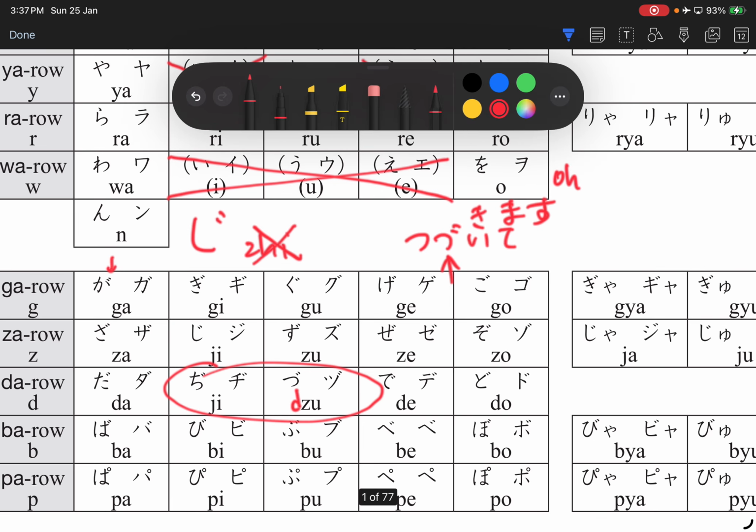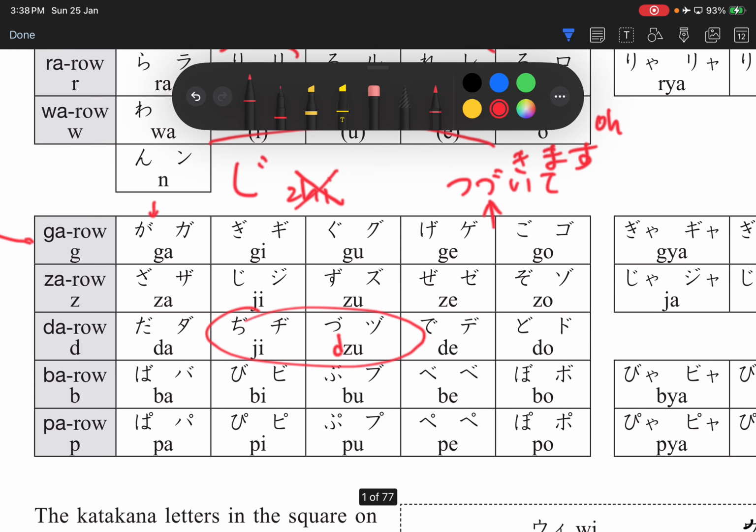Yeah, so if you want to forget about it, you also can, because we rarely see it. When we see it, I'll let you know. Okay, next we have the de, do. Next we have the B row.